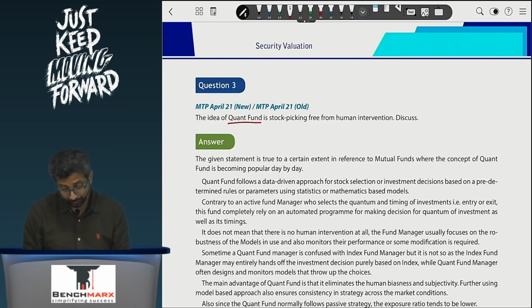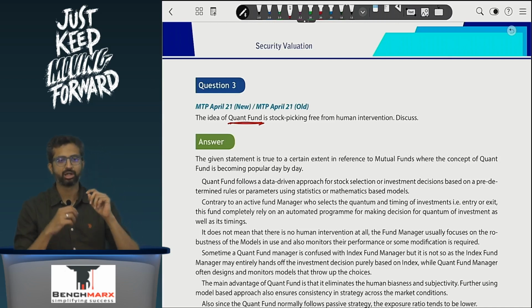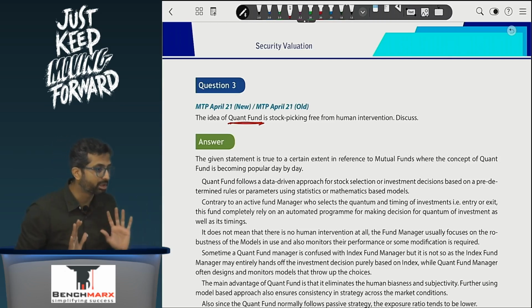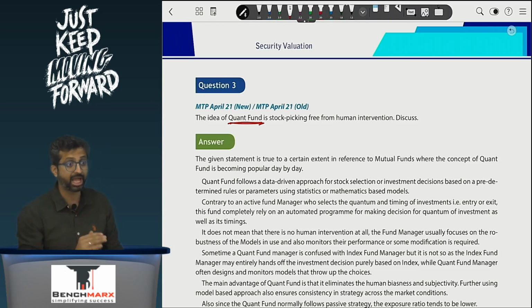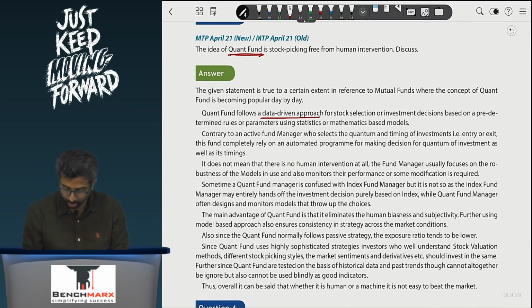Idea of quant fund, ये आजकल काफी चल रहा है. Quant fund. Have you heard about the word quant trading? Algo type of trading होता है where you have your own thoughts and then you tell a computer that this is the point where you trade and this is the quantity at which you trade. I give you kind of a power of attorney. You don't have to come and ask me. If particular levels are touched, in this particular quantity, you will buy or sell. I give you the authorization. These are called quant funds. So over here, it's a data-driven approach for stock selection or investment decisions based on predetermined rules or parameters, using statistics or mathematical models.